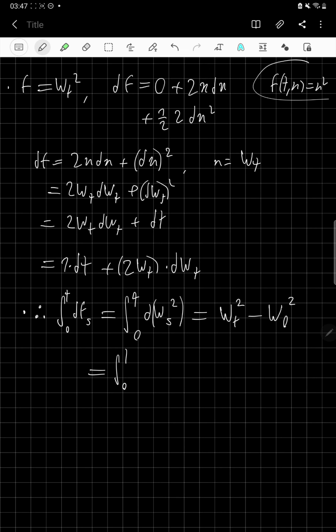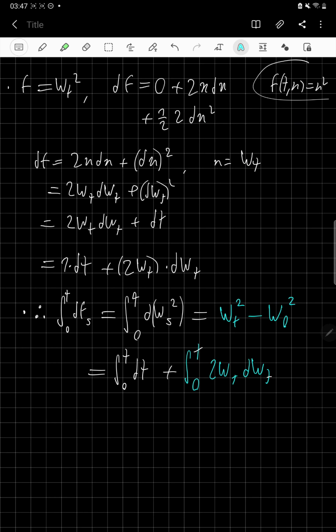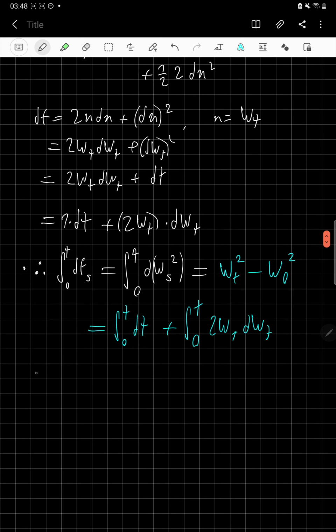This integral from 0 to t of dt, plus... So the integral of this differential is going to be equal to this integral and the integral of dWt times dWt. Okay, pretty cool. Then we get this equality. Very, very good.